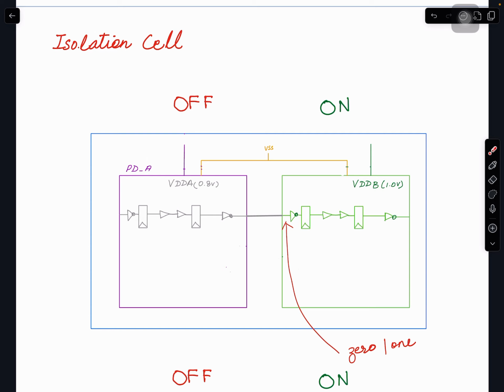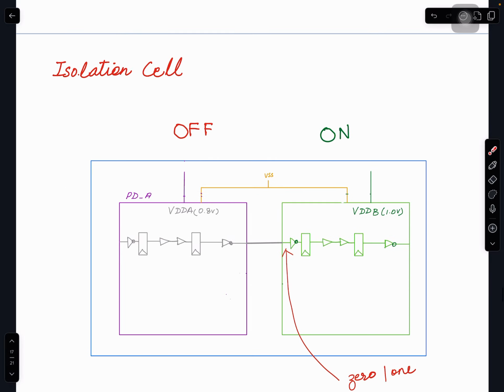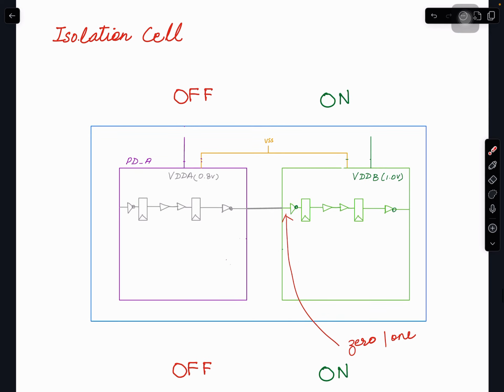The other potential problem is if our power states are such that all the cells in this power domain, or all the cells in this voltage area, are off. Remember, voltage area is more physical and power domain is more logical. So if this power domain is off and this is still working, then we have a potential problem at the interface. The signal here, since this inverter is a PMOS and NMOS, remember, PMOS connected to supply voltage, NMOS connected to ground.